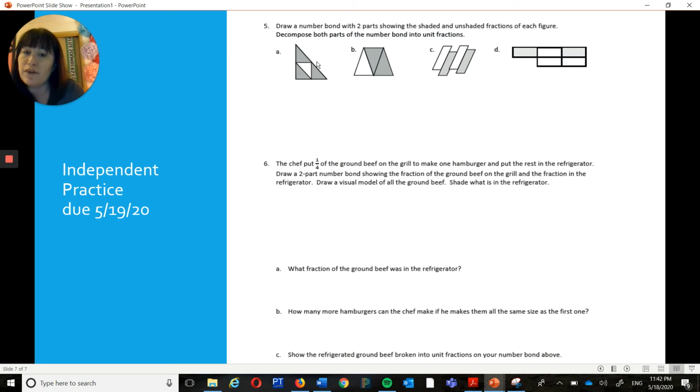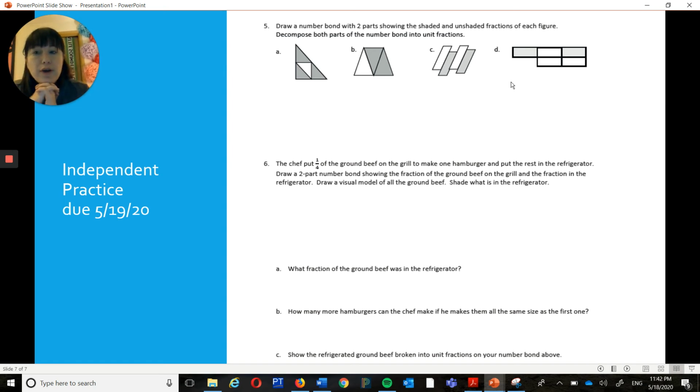So if we take a look at 5A, I would draw a number bond with 1 in the middle. Remember, that's my whole. And then I would draw 1, 2, 3 parts shaded with 1 part unshaded. There are 1, 2, 3, 4 parts altogether. So 3/4 is shaded and 1/4 is not shaded. Go ahead and continue for B, C, and D. Third graders, please don't forget to label them 5A, 5B, 5C, and 5D.